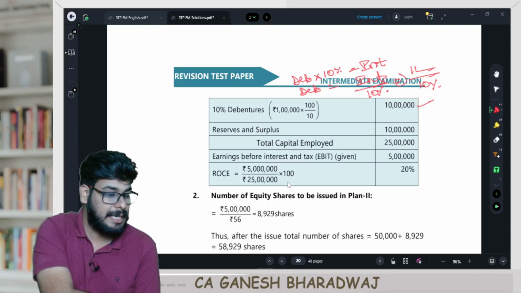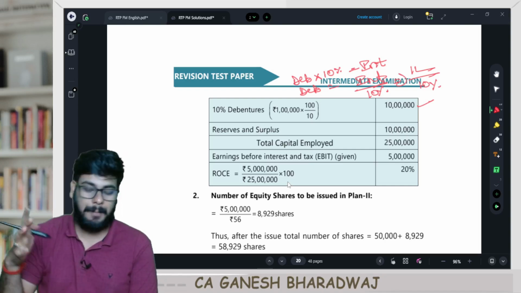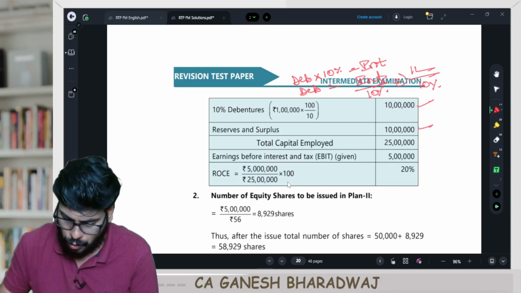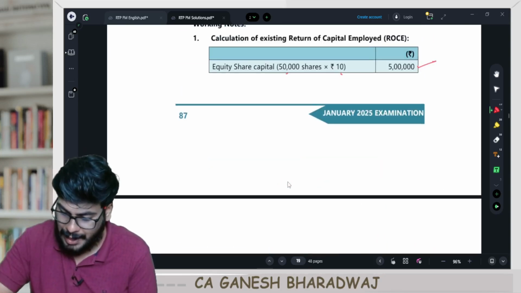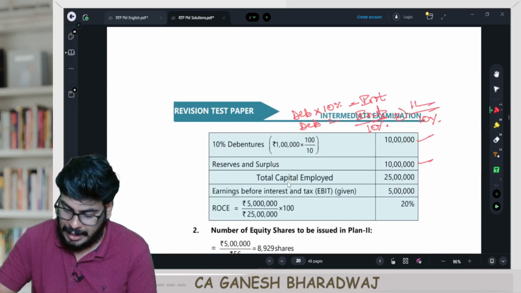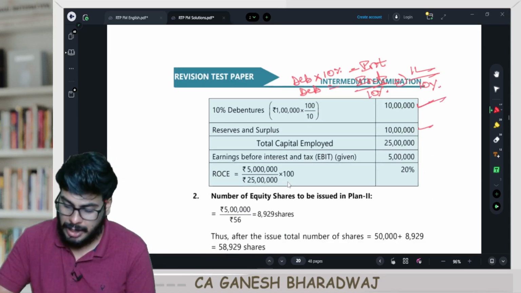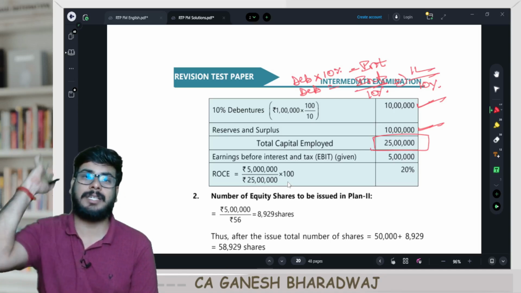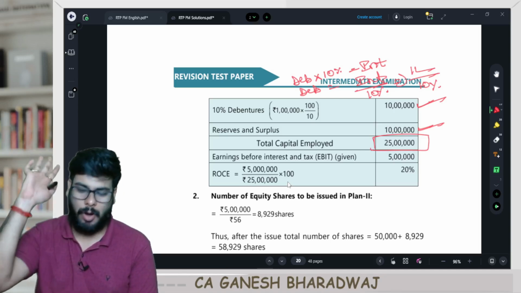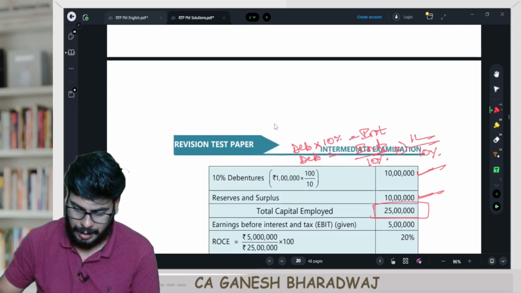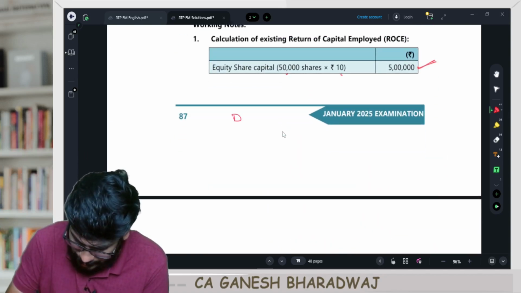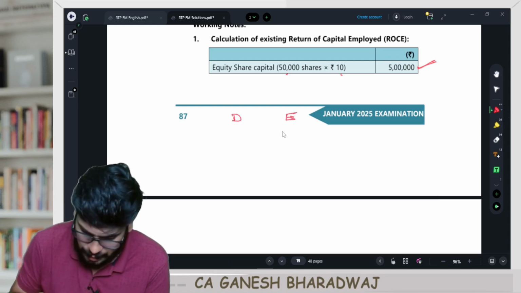And further, it is given in the question that the company currently has reserves of 10 lakh rupees. Are you clear with this? So basically 5 lakh rupees is the equity share capital, 10 lakh rupees is your debentures, and 10 lakh rupees is your reserves and surplus. Currently, the company has a total capital employed of how much? 25 lakh rupees. Are you clear with this?